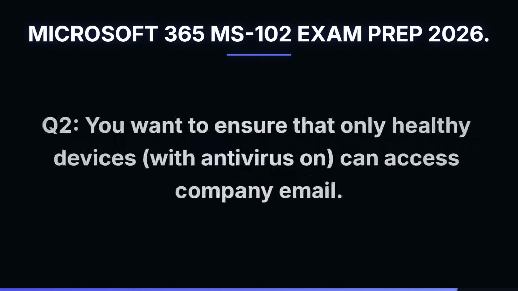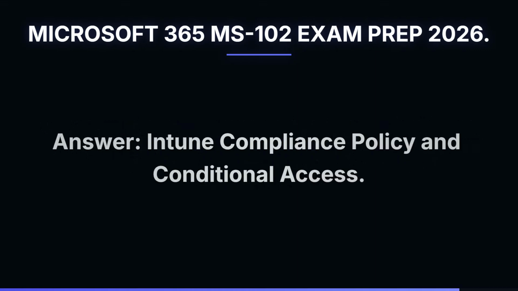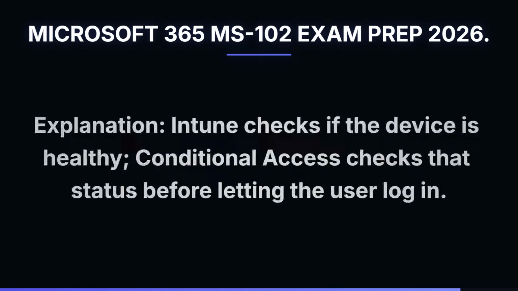Q2. You want to ensure that only healthy devices, with antivirus on, can access company email. What two things do you need? Answer: Intune compliance policy and conditional access. Explanation: Intune checks if the device is healthy. Conditional access checks that status before letting the user log in.